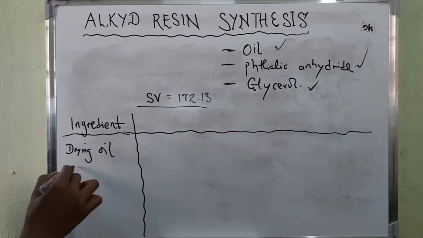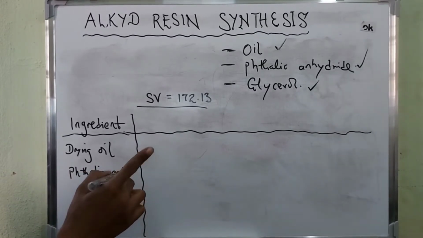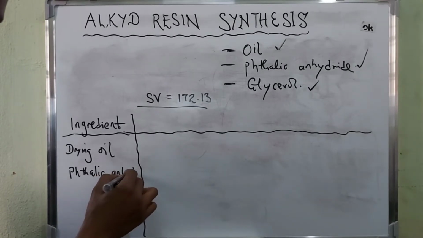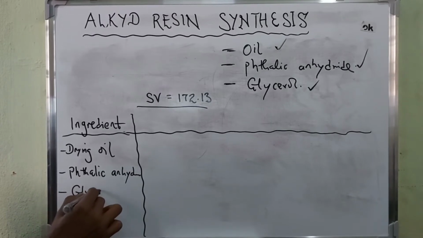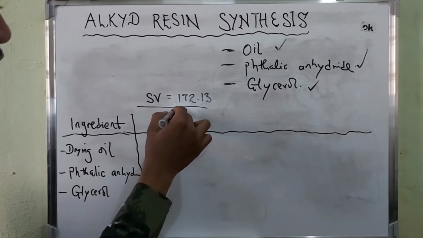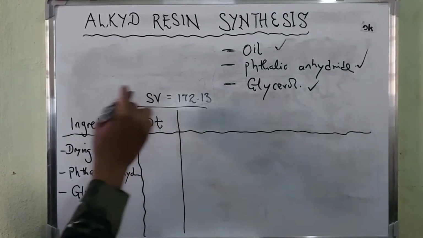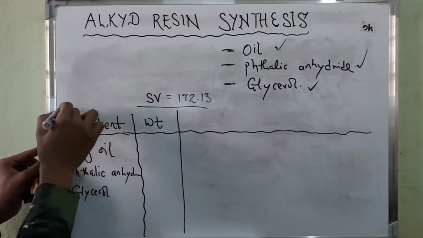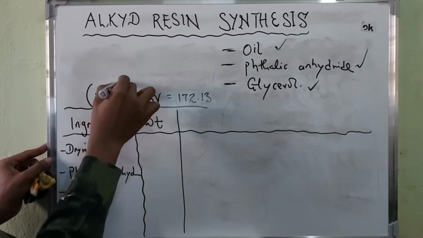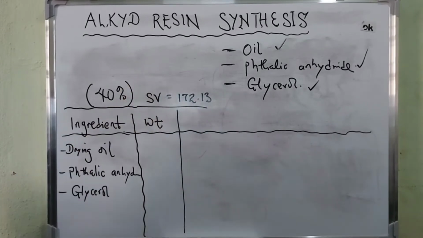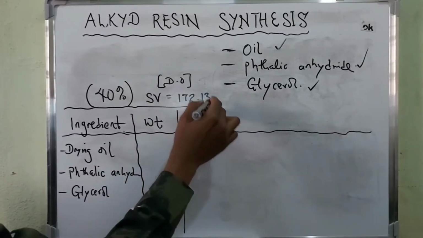Then we have the phthalic anhydride, which is benzene 1,2-dicarboxylic acid. Then we also have glycerol. Now we're going to have a column for the weight of this for a 40%. Please bear in mind, we are synthesizing a 40% alkyd resin length. And our drying oil, DO, has a saponification value, which we've already determined.